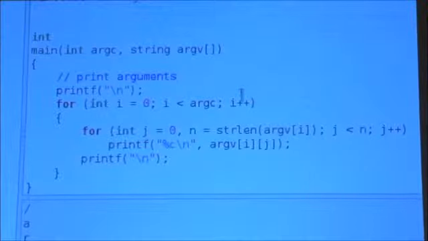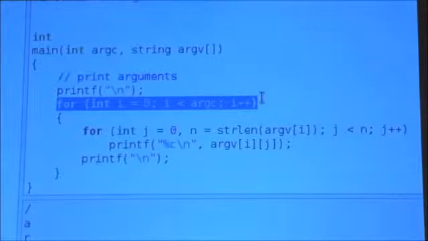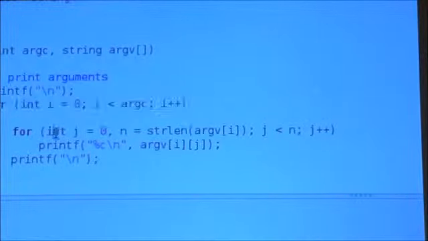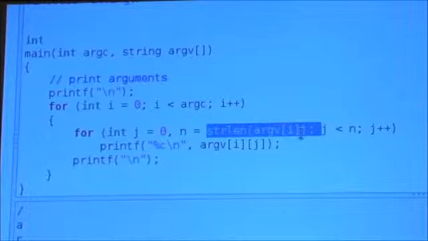In a week or two. So now let's look at what this program's doing. It's iterating from 0 to argc again. Okay. It's now iterating from another variable, j equals 0. What do you think string length of argv[i] means?